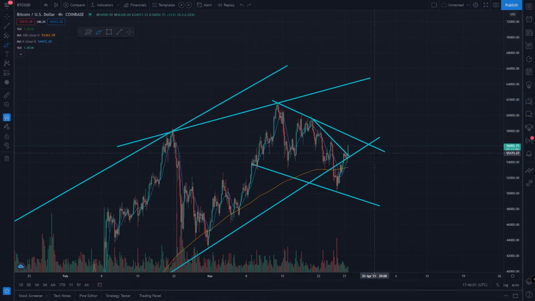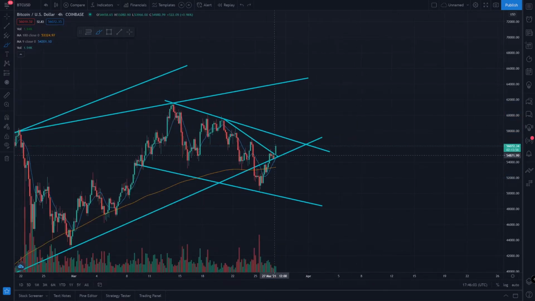I'm pretty bullish on Bitcoin in general, but another thing I was thinking is that we might come up, retest it, and then get rejected and come back down and start traveling in this little triangle pattern right here, and then we'll have to redecide if we want to go up or down.